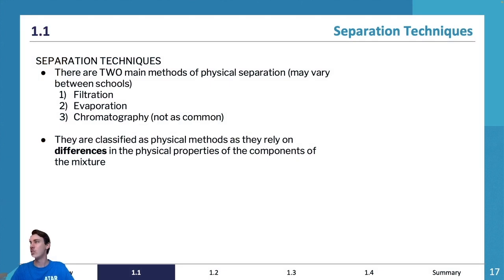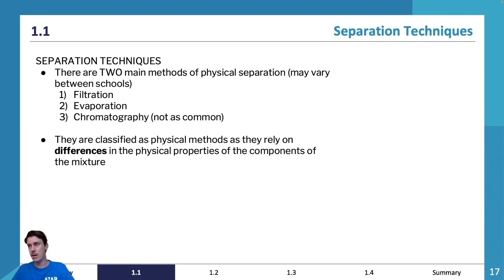Now, what we like to do with understanding that we have physical and chemical properties is we like to then discuss, all right, what are our separation techniques? What are we actually going to do to look at different molecules, different mixtures, different everything that's going on? Now, there are two main methods of physical separation: filtration and evaporation. Chromatography is not as common, but it is one of the methods you can utilize. So don't worry, we won't probably discuss that as much today. We will discuss filtration and evaporation.